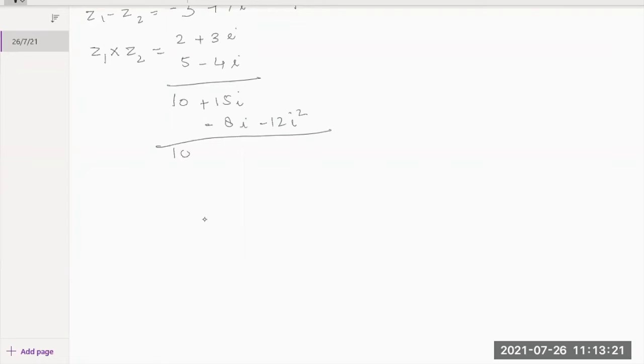Now when you do, you add it up. Plus 15 and minus 8 gives you plus 7i. This is minus 12 times of minus 1 now. This, I've already told you, I started the lesson with it. Wherever you find i square, always it will be minus 1. Now, 10 plus 7i, this becomes now plus 12, which gives you 10 plus 12 is 22 plus 7i.